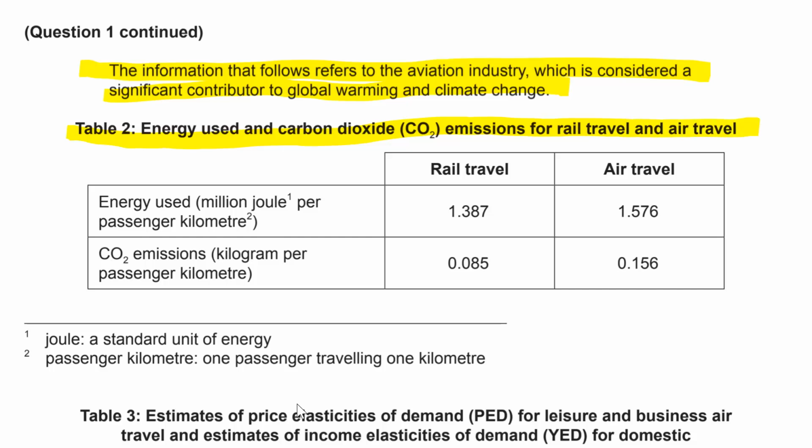So if you go by train, we would be using 1.387 megajoules per passenger kilometer. And if we go by air travel, that's 1.576 megajoules per passenger kilometer. In terms of CO2 emissions, by train we're getting 0.085 kilograms of CO2 emitted per passenger kilometer, whereas for air travel, that's 0.156 kilograms of CO2. I've got a whole bunch of information that follows down here.